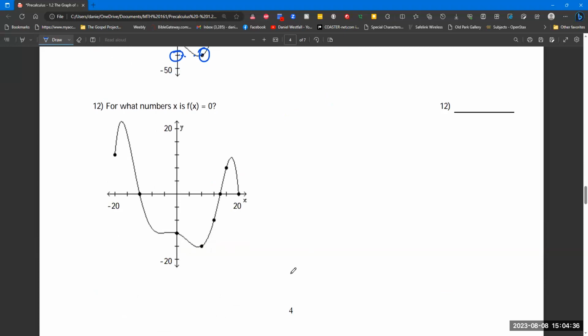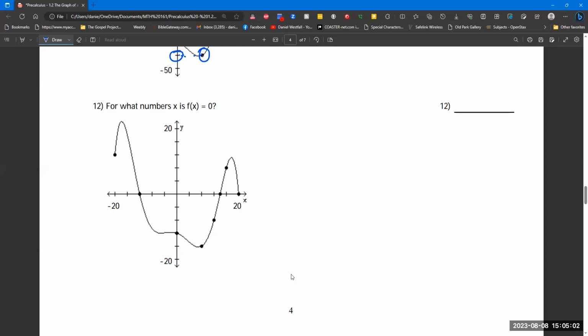Now we want to find for what values of x is y equal to 0. So where are the x-intercepts? There, there, and there. Let's go ahead and try to figure this out to the best of our ability. There are 1, 2, 3, 4, 5 tick marks to get to -20, so each of these tick marks has a value of 4.